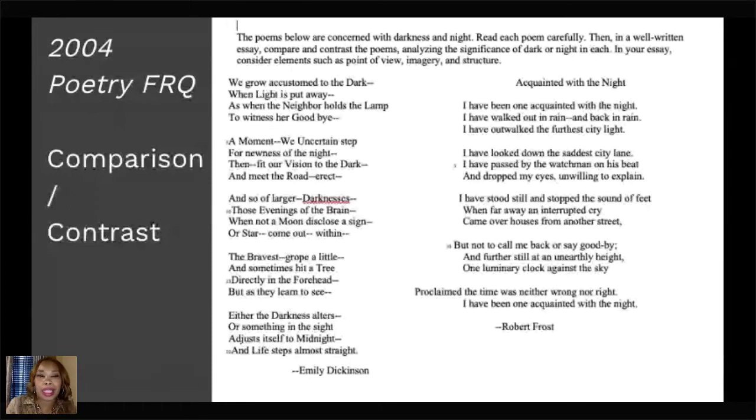So let's move on to some practice. We're going to look at one of the prompts. How many of you have seen this maybe in your AP Lit class? A comparison and contrast. It's Emily Dickinson and Robert Frost, Accustomed to the Dark and Acquainted with the Night. These are from 2004. It's one of the released prompts.